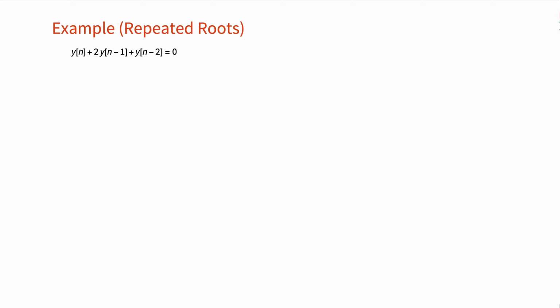As the last example of this section for finding complementary solutions, let's solve the second order difference equation shown here. First, using the Wolfram language, we have (-1)^n and n times (-1)^n as the two parts of the solution. Let's see how this is found by hand.